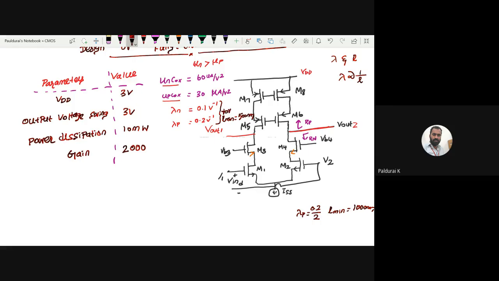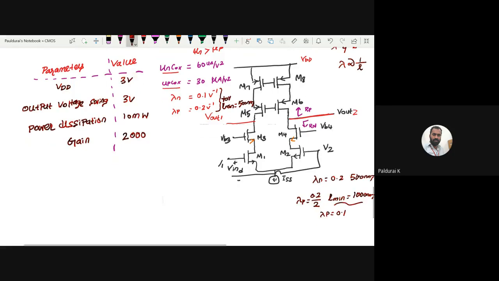What factor? Common factor, right? Now I take the length as 1000 nanometer. Actually for 500 nanometer, lambda p is 0.2. So for 1000 nanometer, how much will it be? Both are inversely proportional, so lambda p becomes 0.1. Okay, so that is the relation between this minimum length and lambda that you want to keep in your mind. This is a point that I want to stress.